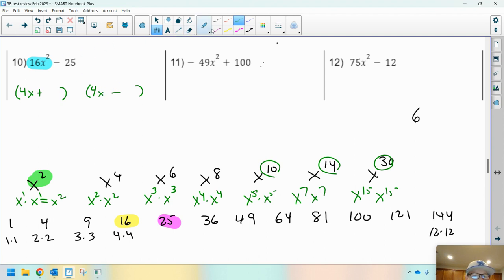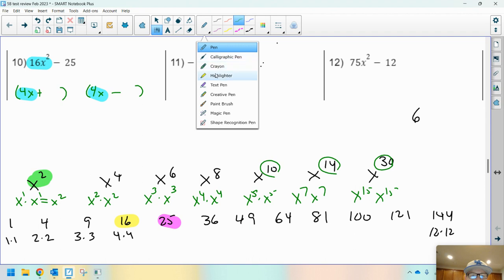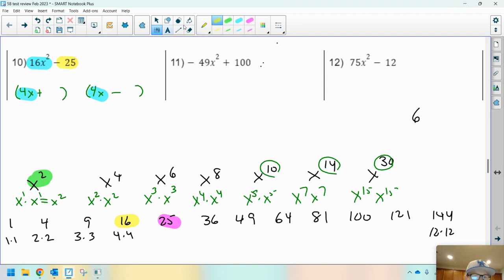You see how the 16x squared is before the subtraction sign? Well, before the sign, at the beginning of each of these parentheses, has to be the 4x. Now, whatever the square root of 25 is has to go to the back of the parentheses. It has to go in this spot over here. So the square root of 25 is 5. So that's what we put in the back.